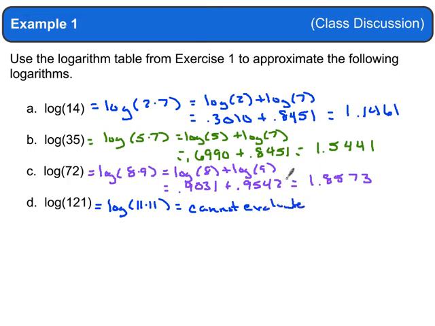Now, that doesn't mean that you can't evaluate, okay? You could type in your calculator, and you could type in log 121, and you could press enter, and we do find out that log 121 is approximately equal to 2.0828. But understand, they want us to use the log tables from exercise 1. And so when I say you can't evaluate, it's because we were not able to create, develop, or alter our numbers in such a way to create the 11 in that log table. So that's why the result was cannot evaluate.